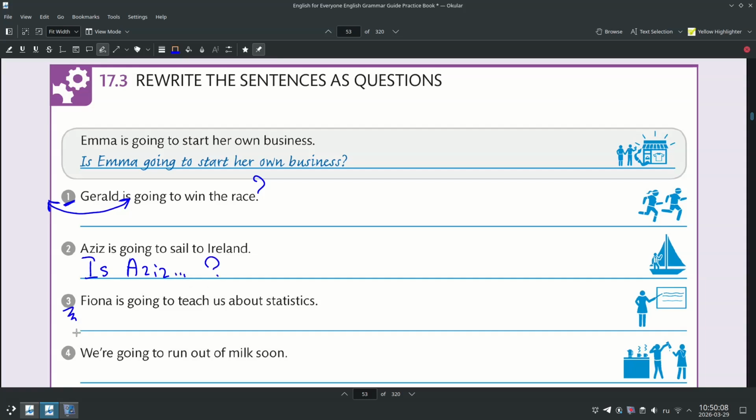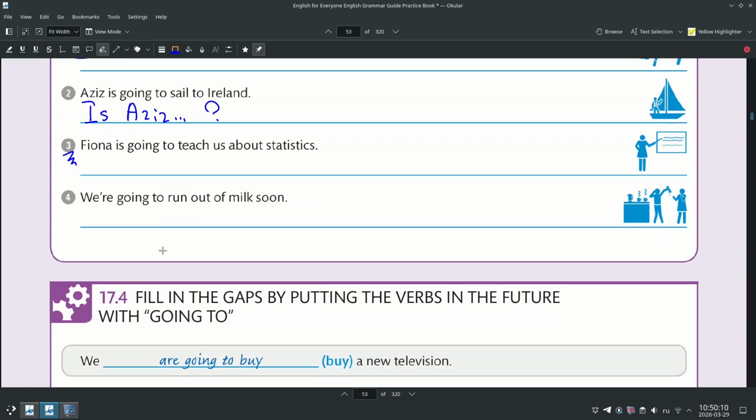Number 3. Fiona is going to teach us about statistics. Is Fiona going to teach us about statistics? Number 4. We are going to run out of milk soon. Are we going to run out of milk soon?